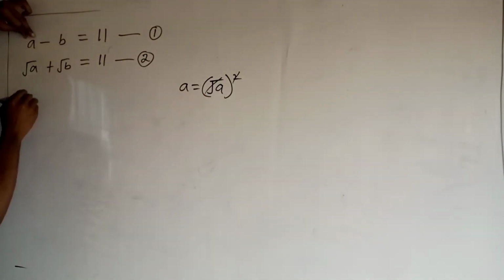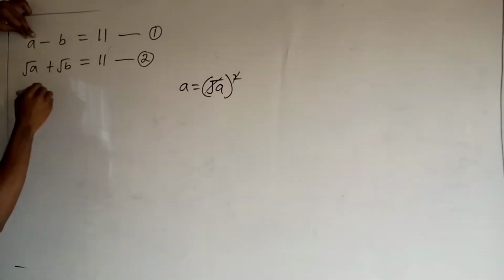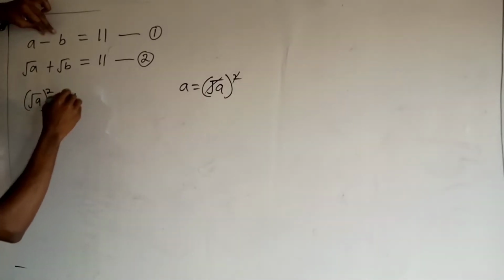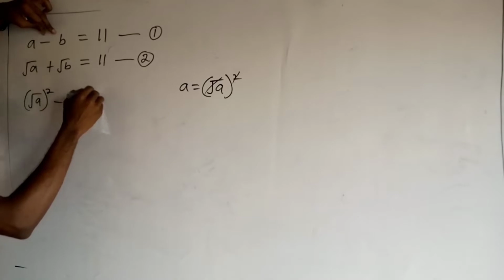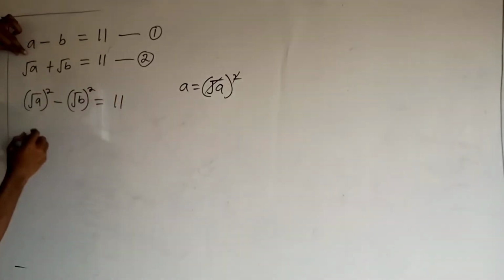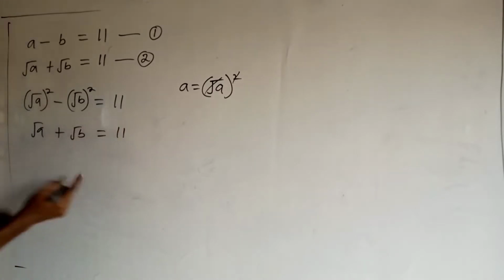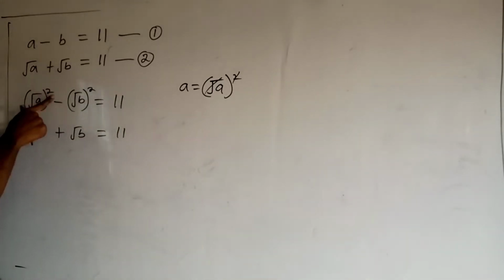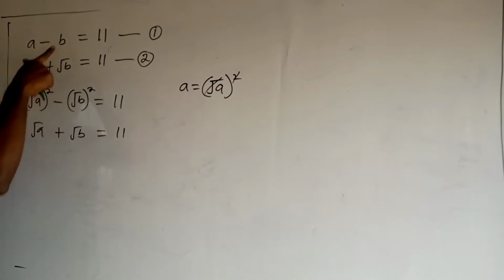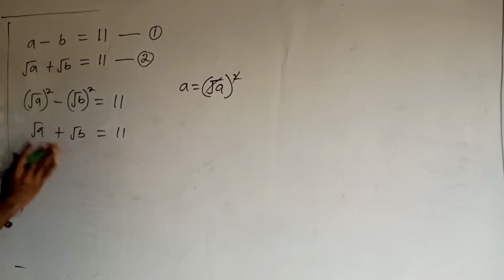So I write A as square root of A all squared, minus square root of B all squared, equal to 11. And of course I have square root of A plus square root of B equal to 11. Remember, square root of A all squared is the same as A and this is the same as B. So we haven't really changed anything.